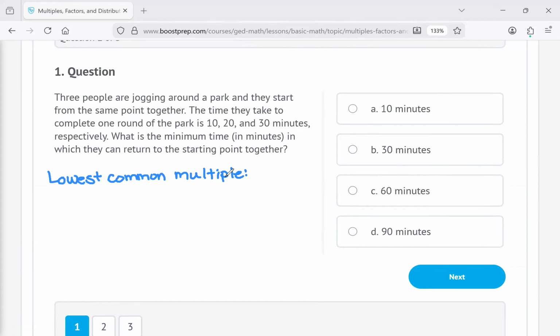Basically, what you want to do is pick the one with the highest base. Once you make your factor tree and you get all your prime numbers, circle all your prime numbers, you're going to pick the highest power. I will explain when we do these problems.